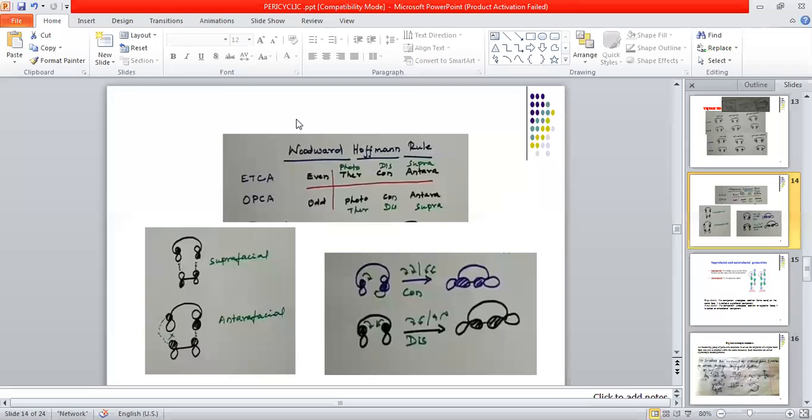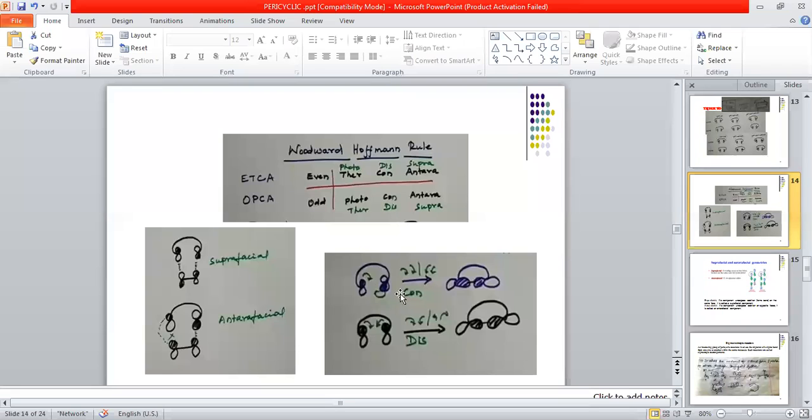According to this trick, as I told you yesterday, even and odd represent the number of pi bonds. Thermal and photochemical is your condition. Con and dis is the rotation, and intrafacial and suprafacial is the overlapping of your lobes. I had learned it like this, Etka and Opka. So now we know very well even and odd, and thermal and photochemical conditions. Now what is con and what is disrotation?